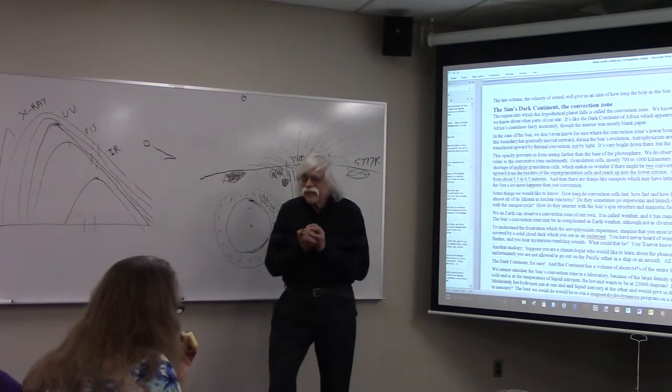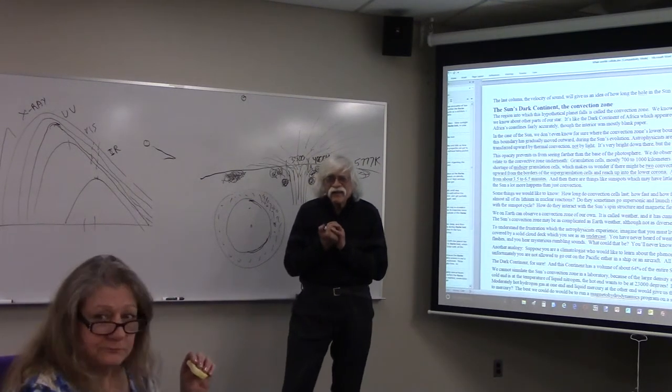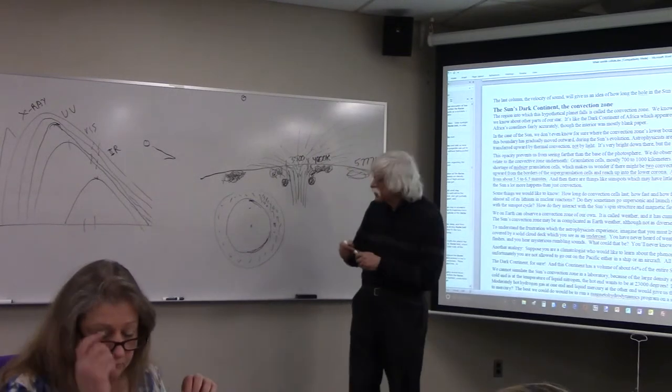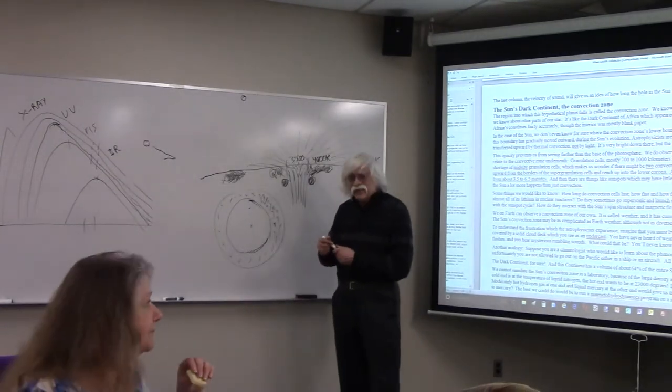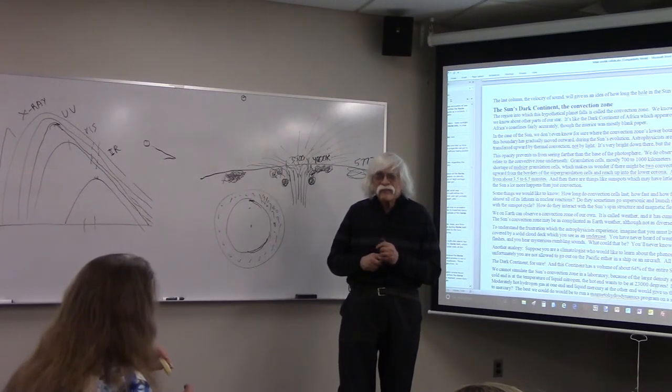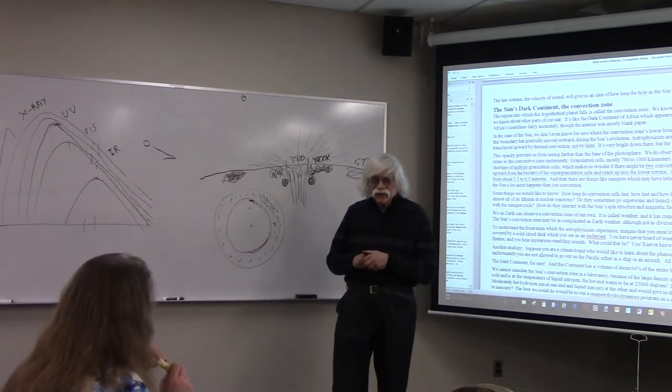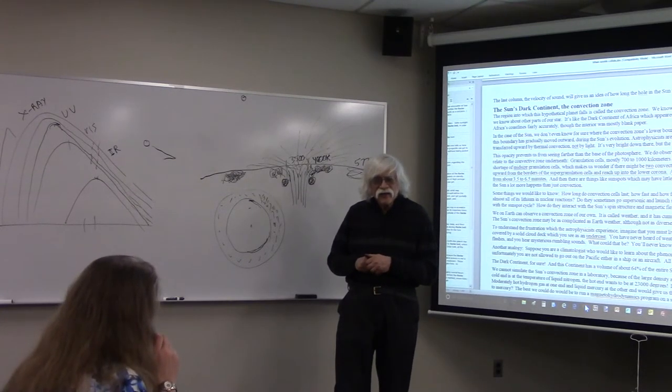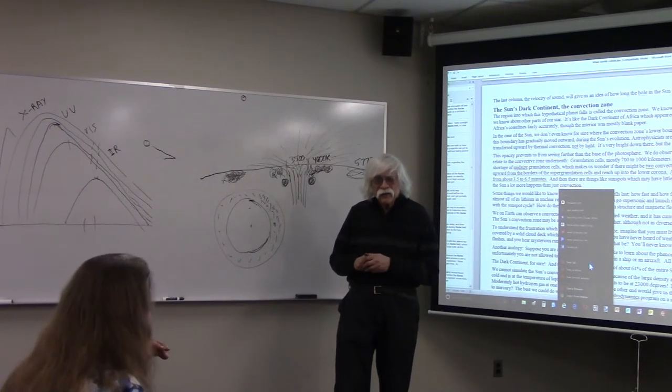You can see the convection cells, right? The cells, which is like water bubbling in a pan. Yes. There are two sizes of convection cells, basically. The small ones are like 700 to 1,000 kilometers in size, more or less. And the big ones are like 30 times bigger.